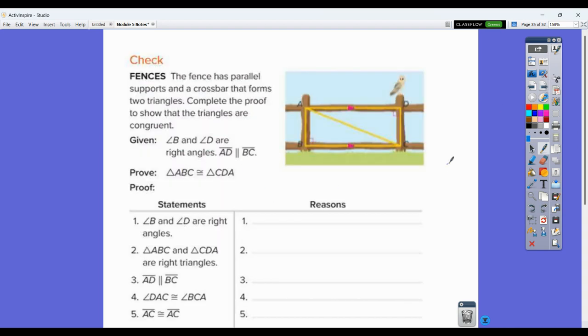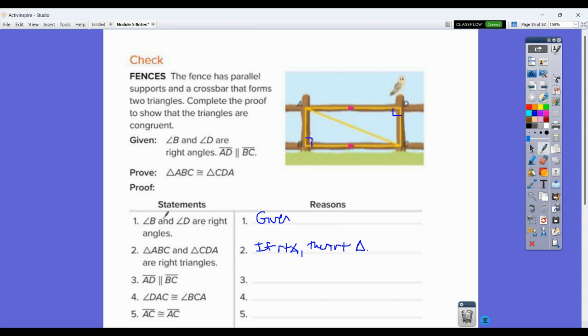Let's go ahead and do a proof. So here we've got some fence posts. You can read through the problem if you want, but it's really just about the givens. So we know that angle B and angle D are right angles, so we can see those right angles in there. And we're going to list those right away as given. And then we're going to say that our triangles are right triangles, and this is just based on the definition of a right triangle. Or you can simply say if a right angle, then a right triangle.